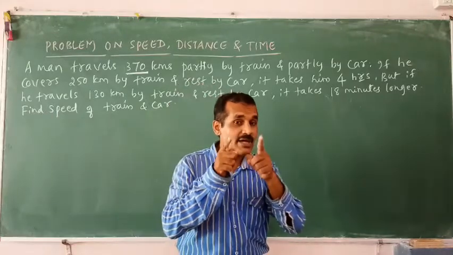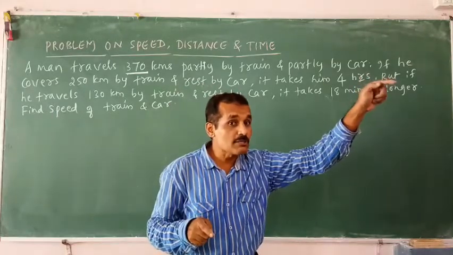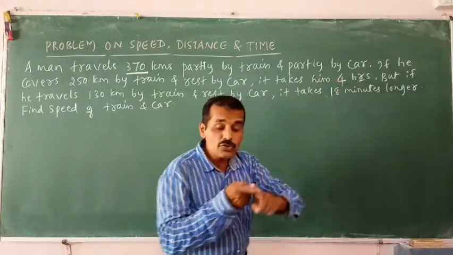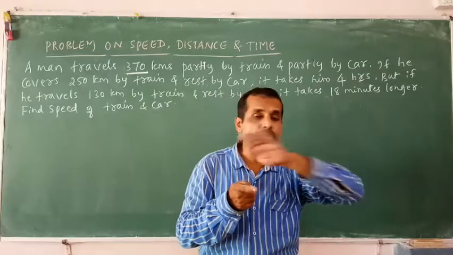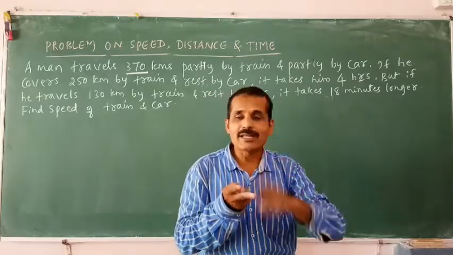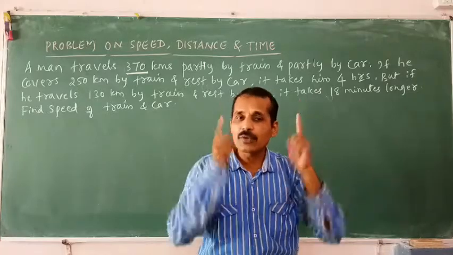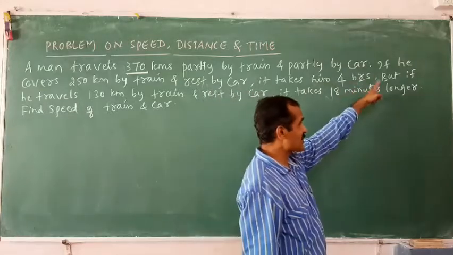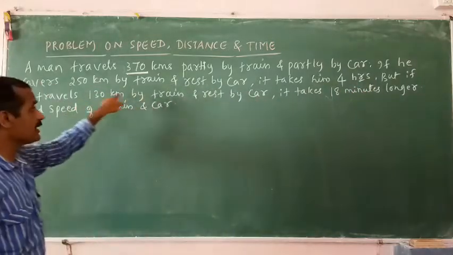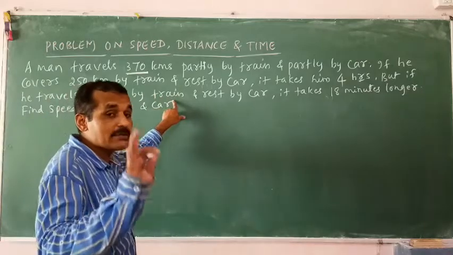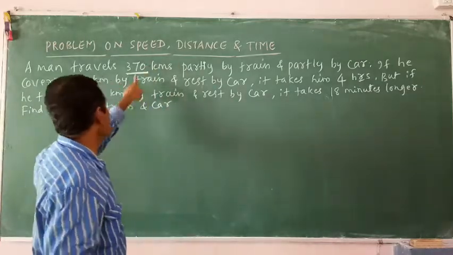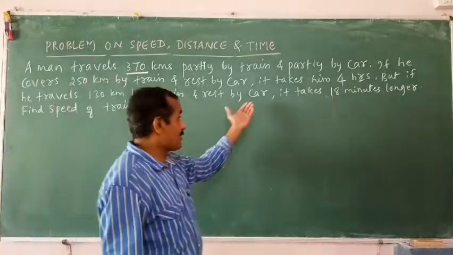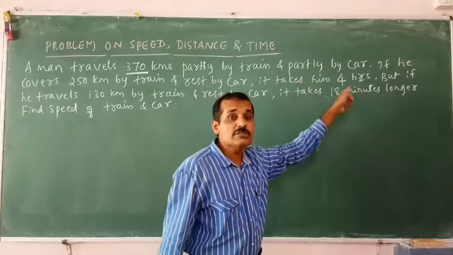My dear children, we have solved such problems in upstream and downstream also. Together it takes 4 hours. Individually how much time is taken by the train, we don't know. Individually how much time is taken by the car, we don't know. But we can say together it takes 4 hours. The second condition: if he travels 130 km by train and the rest by car, the rest means 370 minus 130, which is 240 km by car, it takes 18 minutes longer.